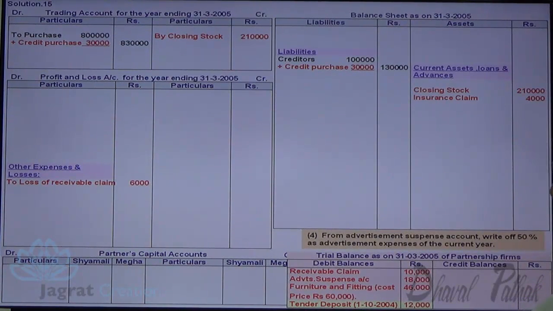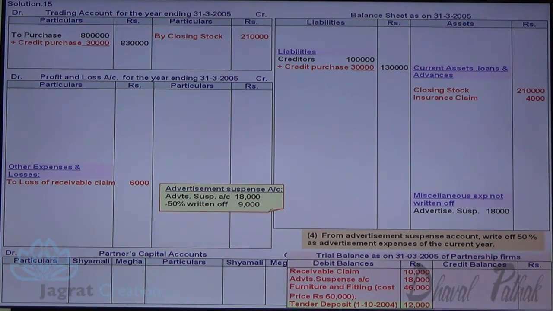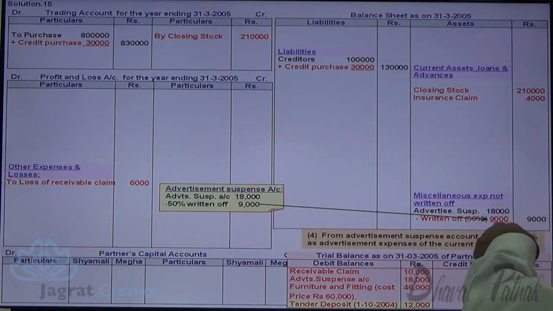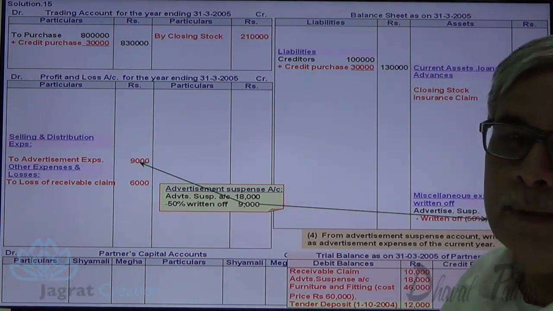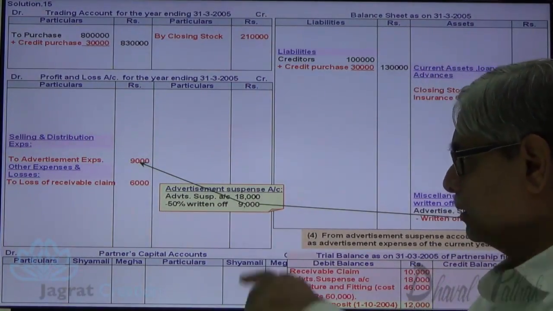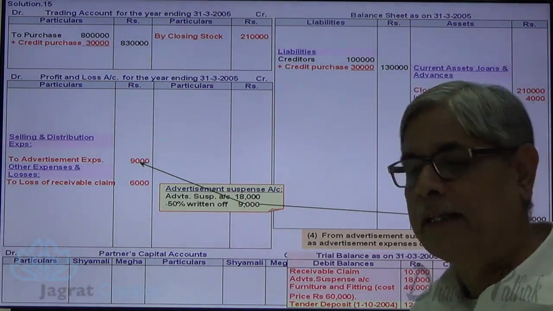Next, from advertisement suspense account write off 50% of the advertisement expense of the current year. Now look, advertisement suspense account is 18,000. 50% thereof, 9,000, is written off. So the amount that you write off is deducted from the balance of advertisement suspense account on the balance sheet asset side. So 18,000 minus 9,000, 9,000 will appear in the outer column and the 9,000 amount written off is debited to profit and loss account, advertisement expense. This is how this adjustment is taken care of.